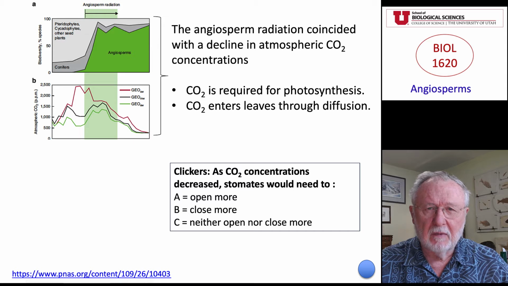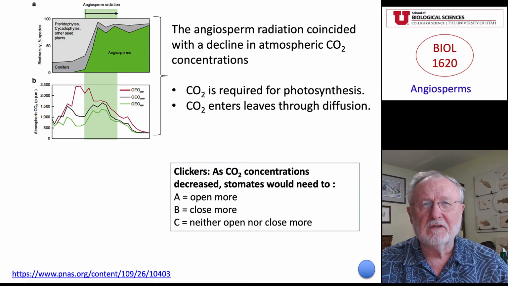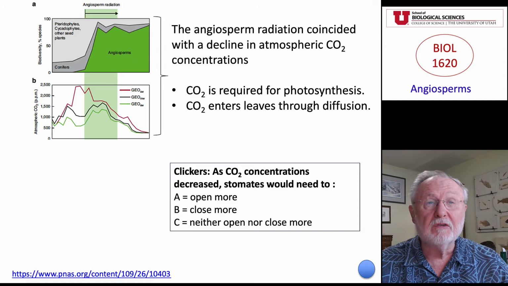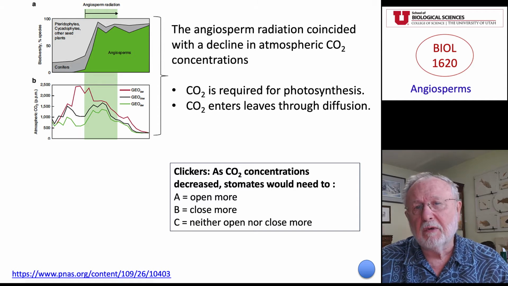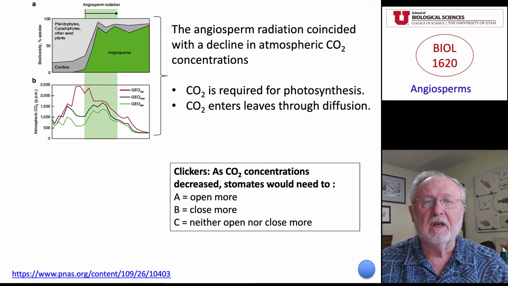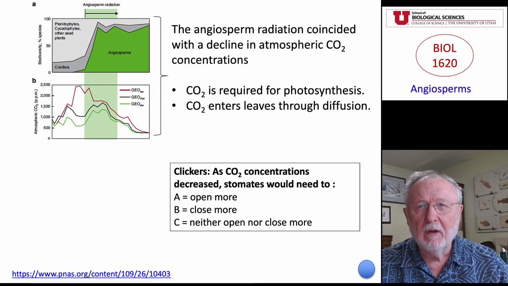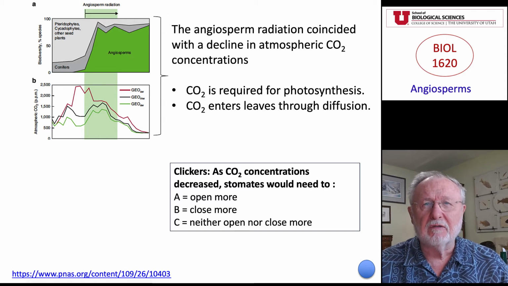Clicker question. As CO2 concentrations decreased, stomates would need to do what in order to sustain photosynthesis? A, open the stomates more? B, close the stomates more? C, neither open nor close? The answer is A. They would need to open more to allow a faster rate of CO2 diffusion into the photosynthetic cells.